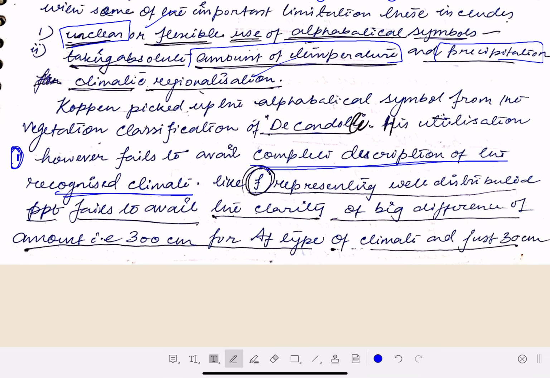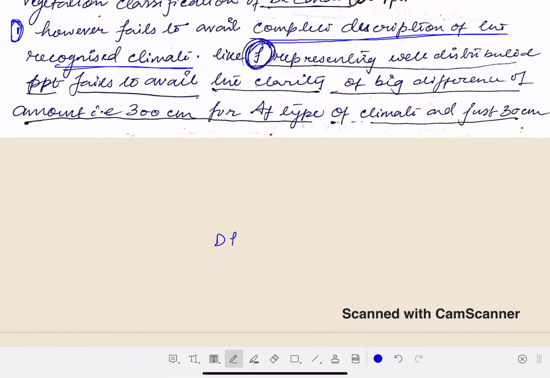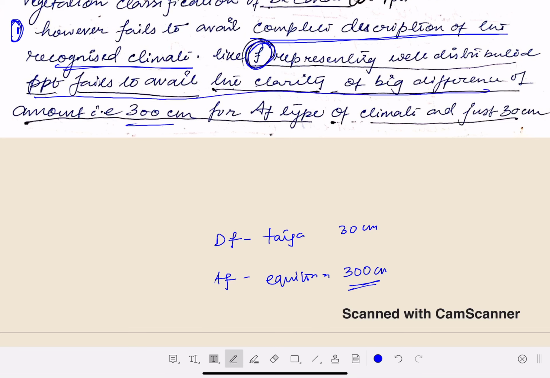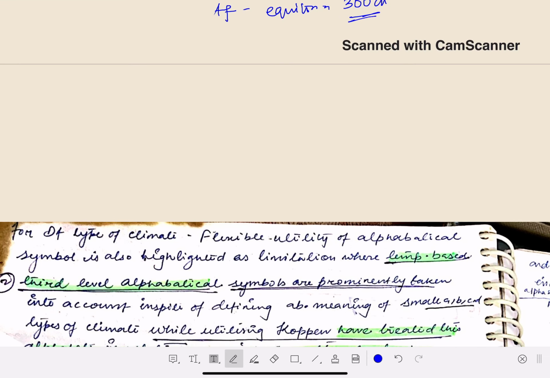First is the unclear symbol. See, you witnessed two Fs. One F was your DF, which was in your temperate type or the taiga type of climate. Another was your AF. AF was where? In your equatorial. Now in the taiga type of climate, there was only how much rainfall? 30 centimeter. Whereas in the equatorial type of climate, it was 300 centimeter of rainfall. So it fails to show the clarity of the big difference between 300 centimeter in the AF type and just 30 centimeter in your DF type. Hence, this was more confusing for the readers, like you guys are confused right now.